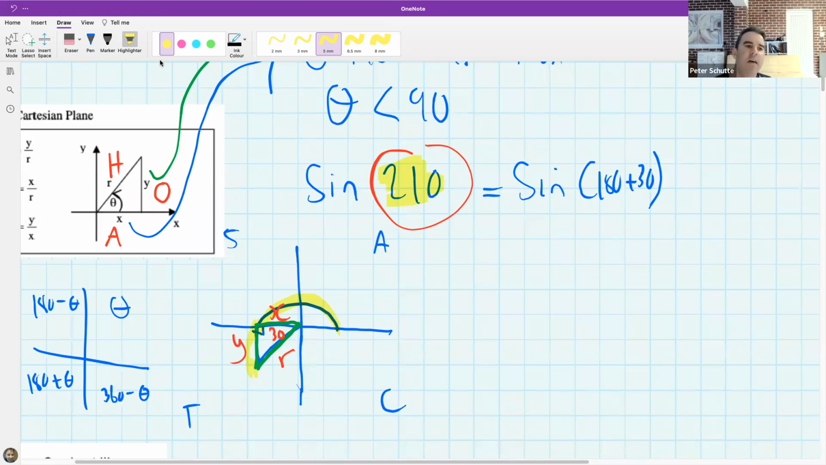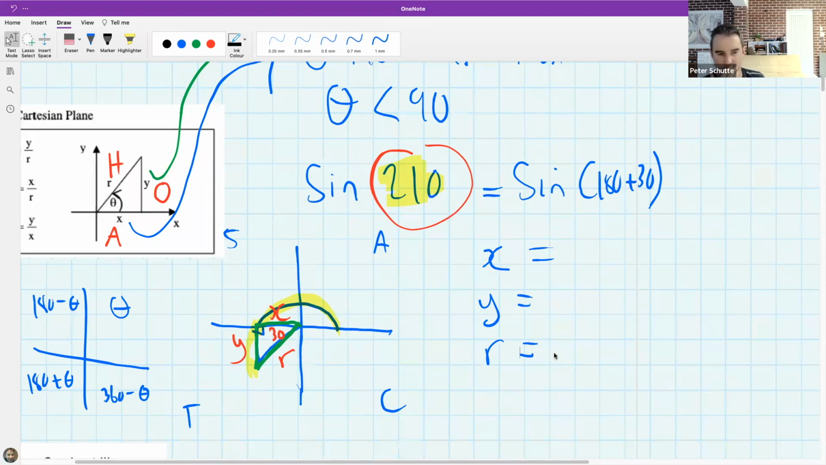Okay, now I want to ask you something else. In quadrant 3, is x positive or negative? Is y positive or negative? Is r positive or negative? I want your answer in the chat. Is x positive in quadrant 3? Is y positive? Is r positive? What's the story there?